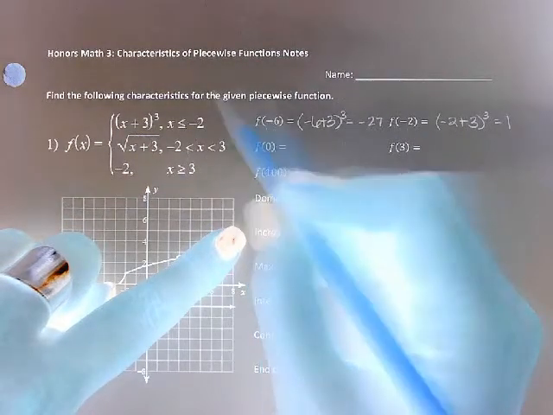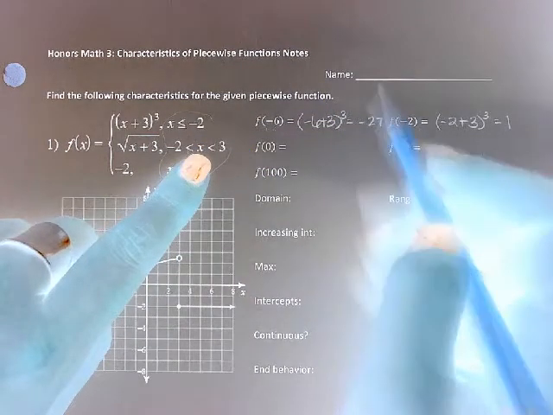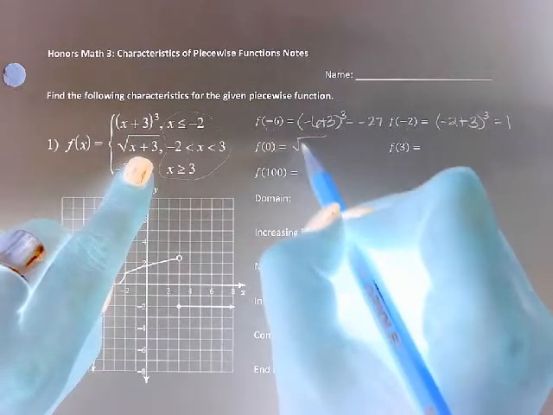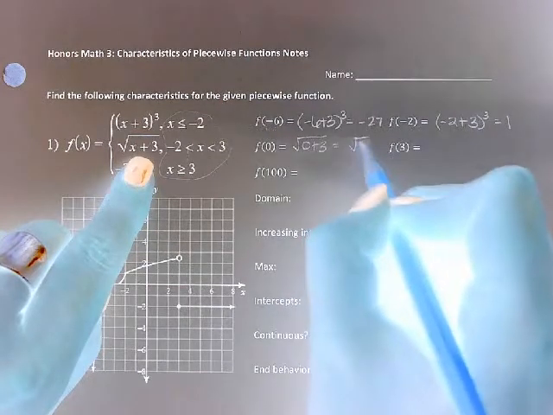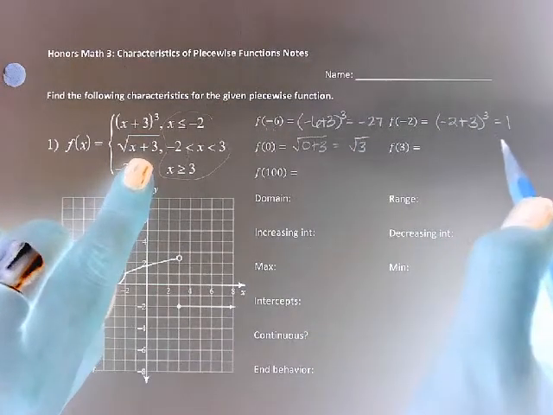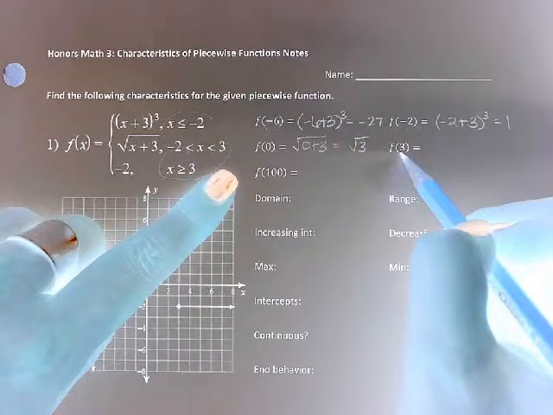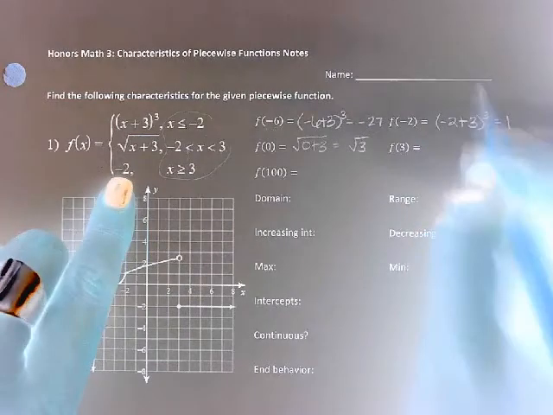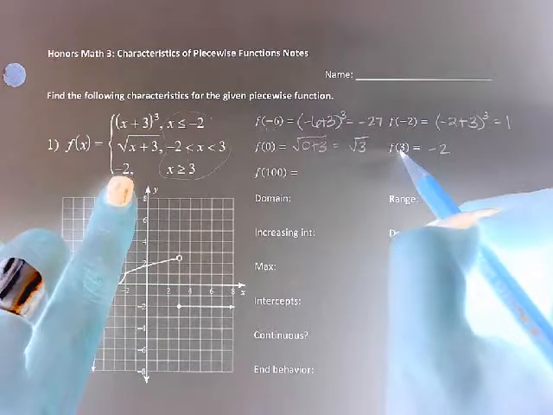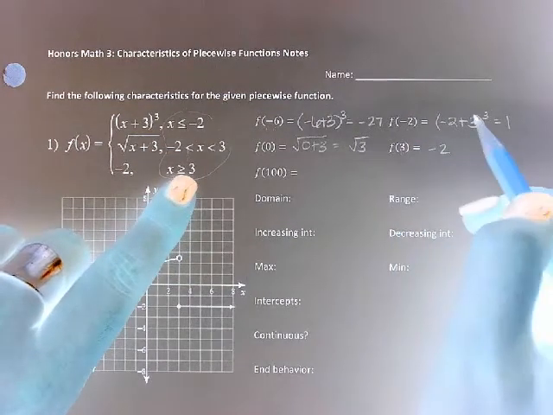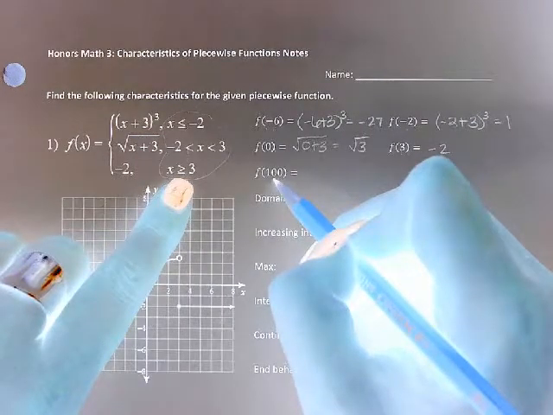Which one do I get to plug 0 into? I have to choose the second one, because 0 is in between -2 and 3. So if I plug 0 in, I get the square root of 0 plus 3, which is the square root of 3, right? That's some sort of decimal. Which one can I plug in 3 for? Yeah, the bottom one, so it's just going to equal -2. There's no place to put the x. So it says if you're plugging in an x that's greater than or equal to 3, the answer is just going to be -2 no matter what. So what do you get if you plug in 100? -2.